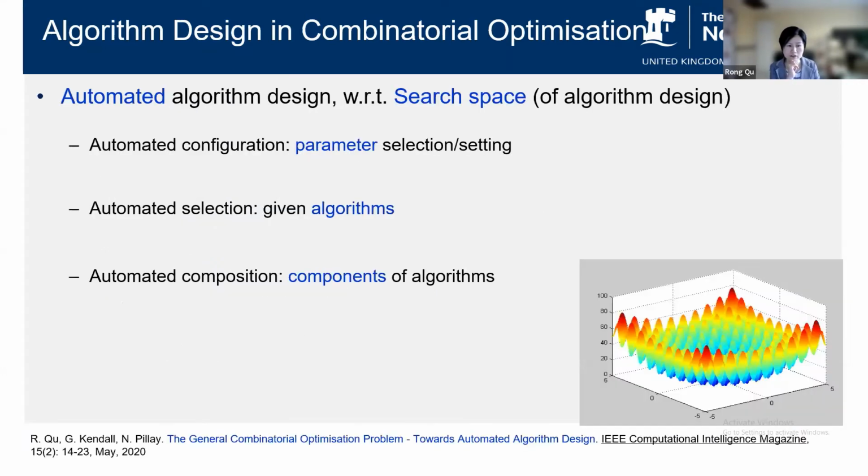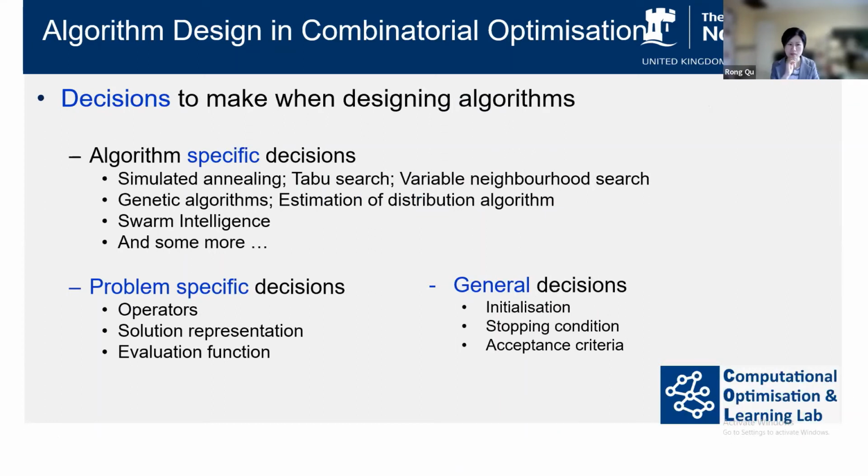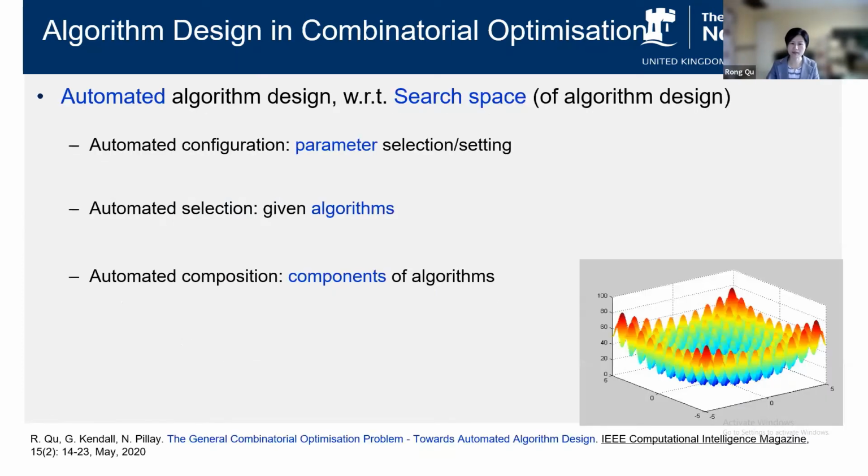Based on that, we further studied the research in automated algorithm design in the literature and overviewed these three categories of automated algorithm design in our recent work published in the IEEE Computational Intelligence Magazine. If we think about algorithm design as an optimization problem itself, it will concern the decision variables within the search space. With that in mind, we consider what's under investigation, what's under our concern in the search space of algorithm design. Then we can divide the research in automated algorithm design in the literature into three categories.